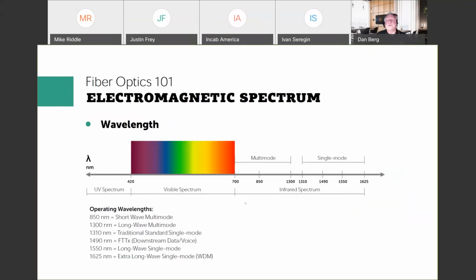When we talk about light, we're talking about part of the electromagnetic spectrum. The spectrum is simply an electromagnetic wave at different frequencies. For fiber, they've chosen the infrared spectrum to use for optical fiber. The reason they did this, as we're going to learn a little later, is that this is the area where silica glass has the least amount of attenuation.